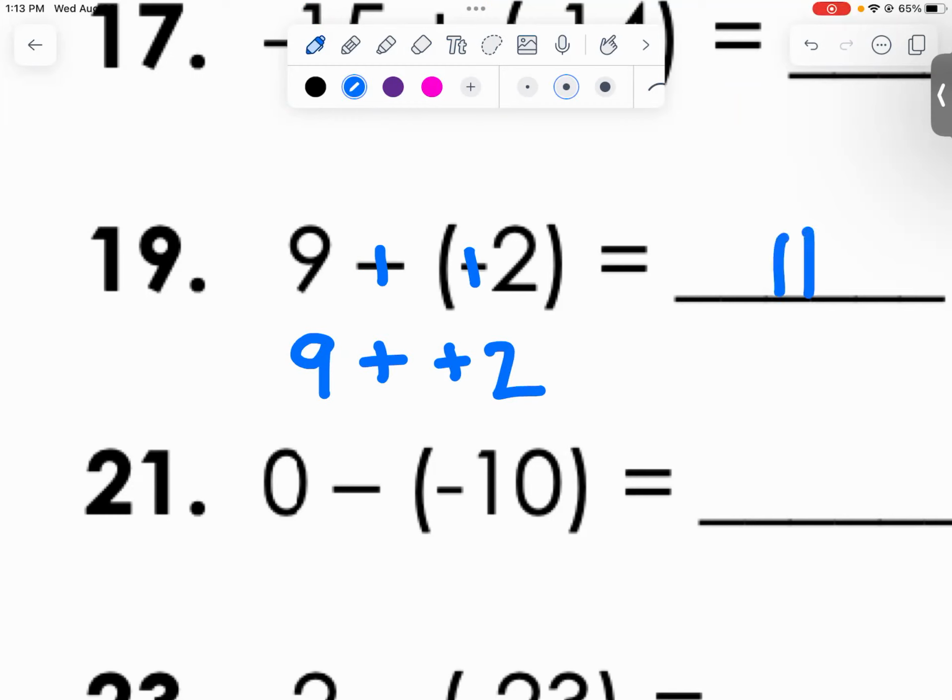Wait, where did you find that question? It's number 19, right here. Already did that. Oh, well, cool.